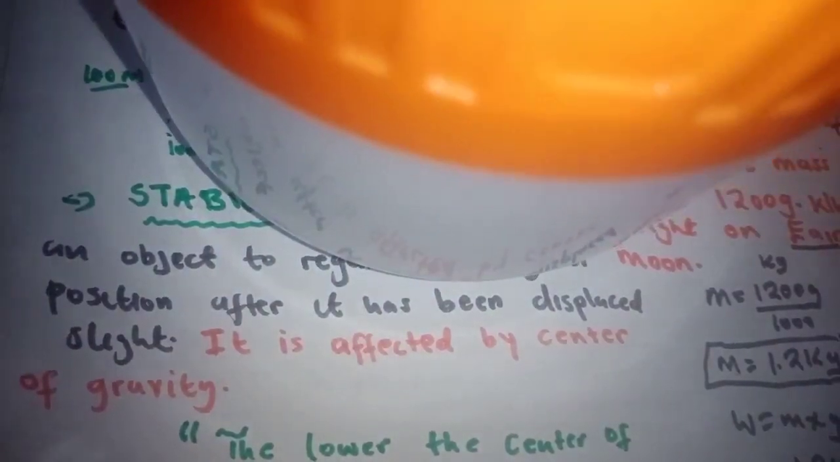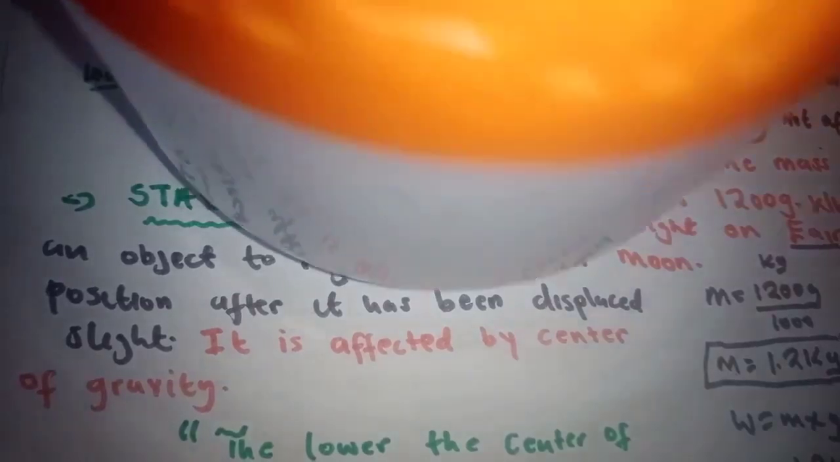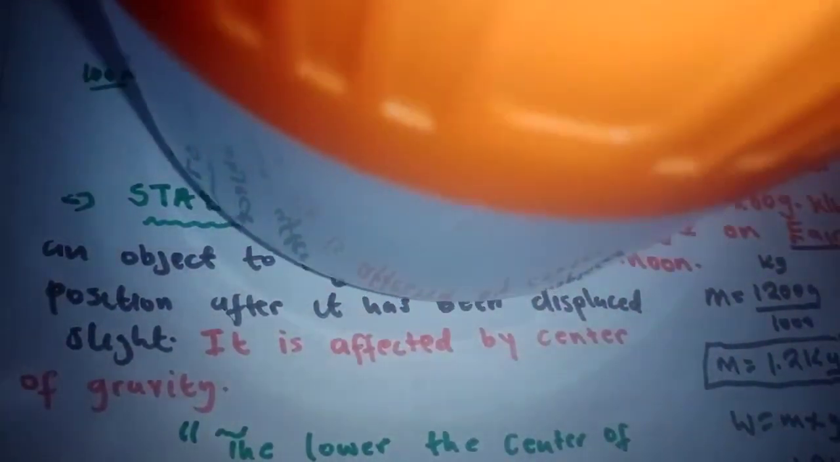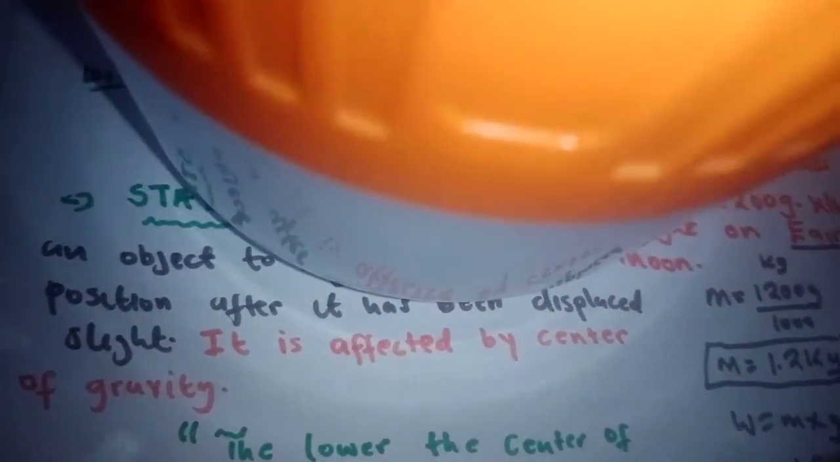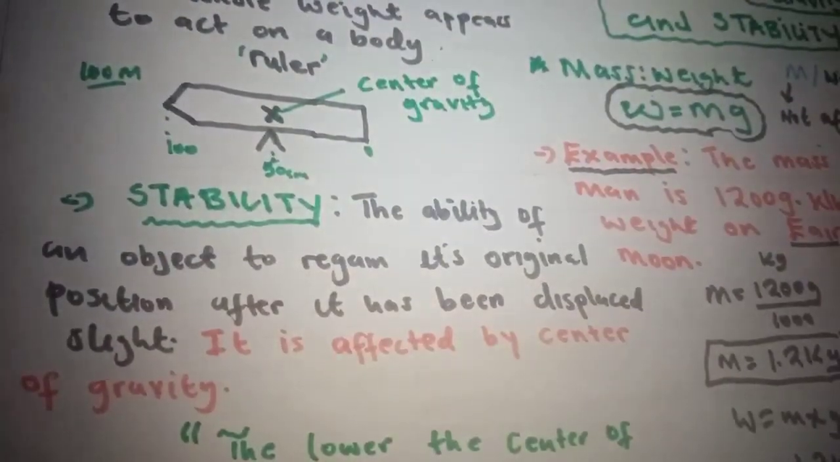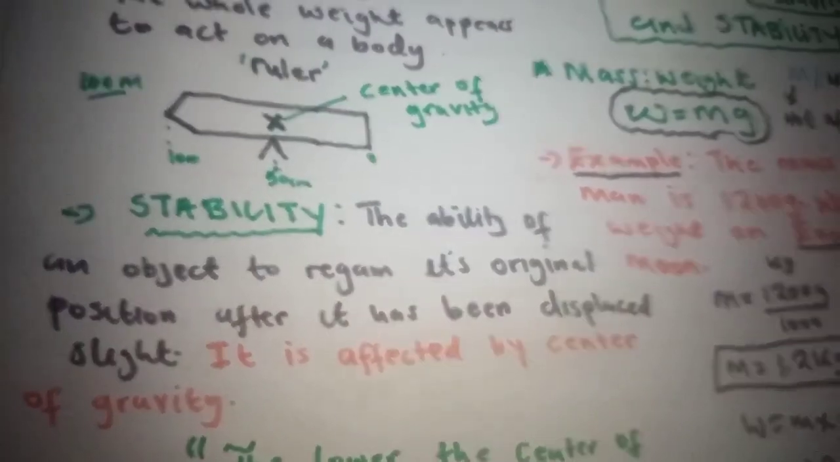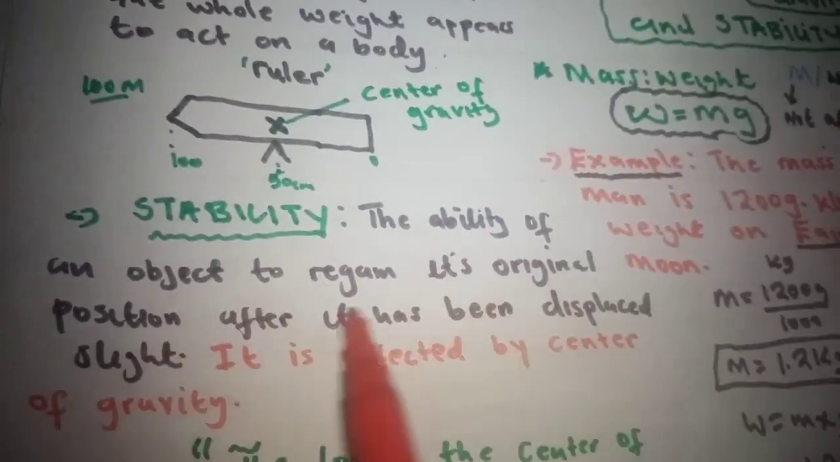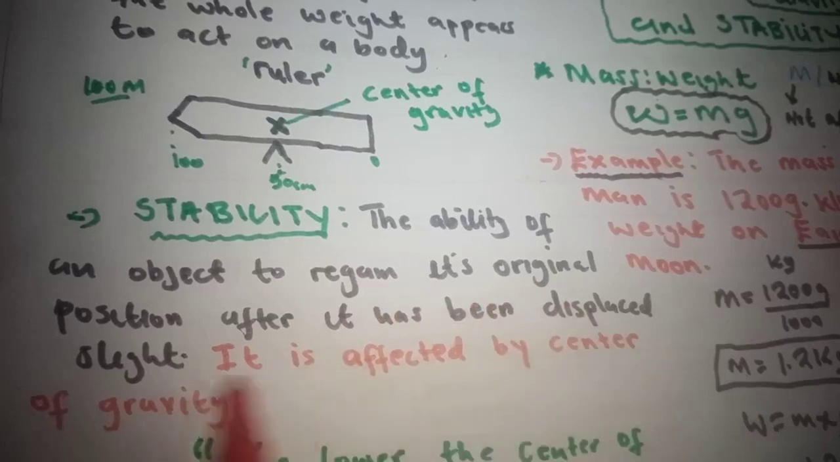But let's say I put this object here. If I push it like this, it returns to its original position. I push it like this, it still goes back. Even if I push at this angle, it still comes back to its original position. This is because this object has stability: the ability of an object to regain its original position after it has been displaced slightly.